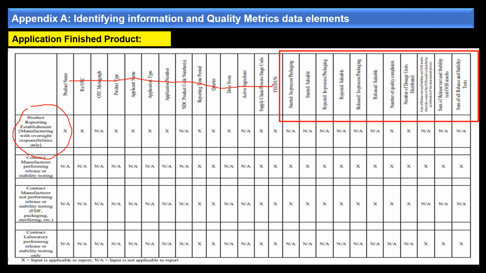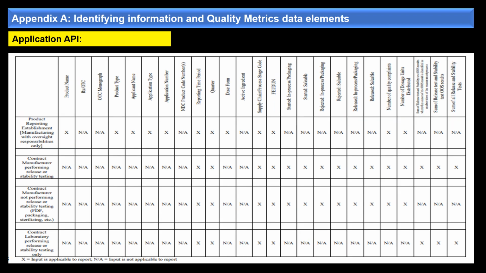From here to this part is all the general information about the drug product, and the highlighted part here is the matrix data. The matrix data include starting of the in process or packing lots, starting of the saleable lots, rejected in process packing lots, rejected saleable lots, number of quality complaints, number of units distributed. Then there are details related to the OOS information and sum of all release and stability tests. So this is the information that you need to give for the particular product.